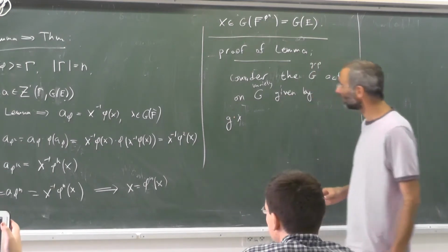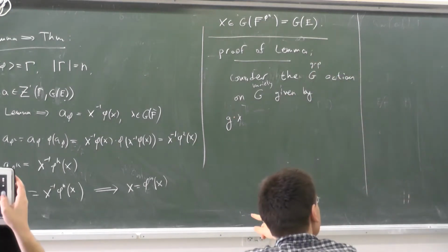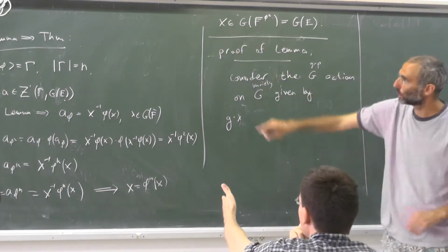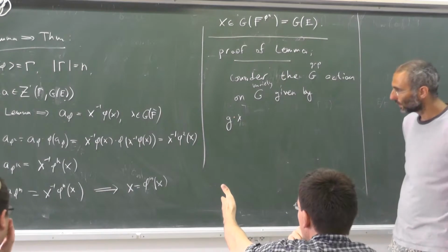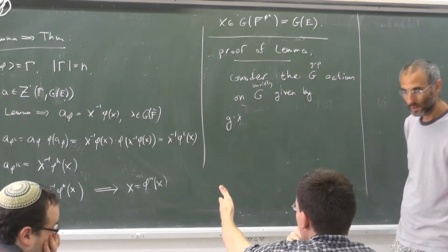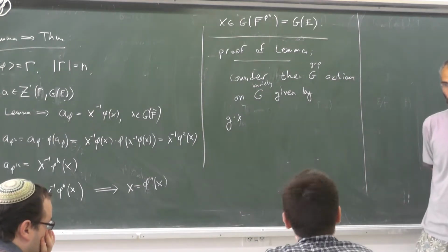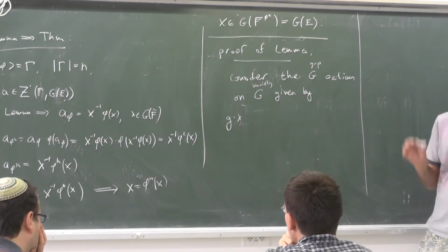Sorry, I'm confused. Okay, can I go back? Yes. Okay. We go back to the proof of the theorem. But phi to the n is the identity anyway, right? Sorry, it is the identity over E.